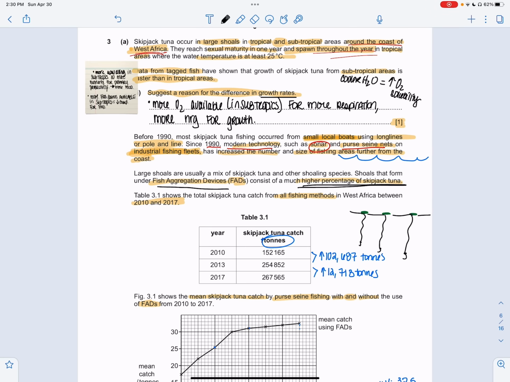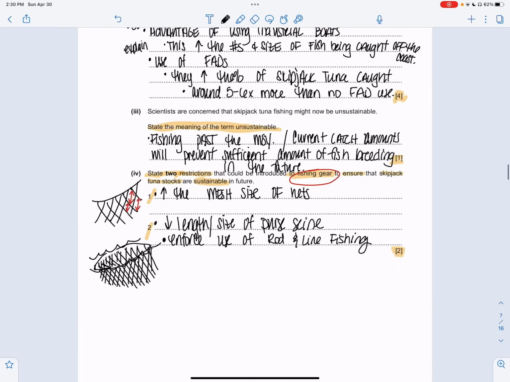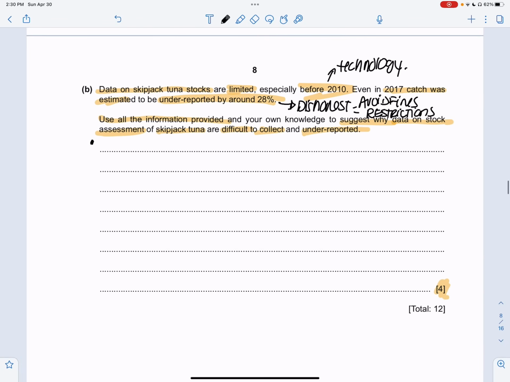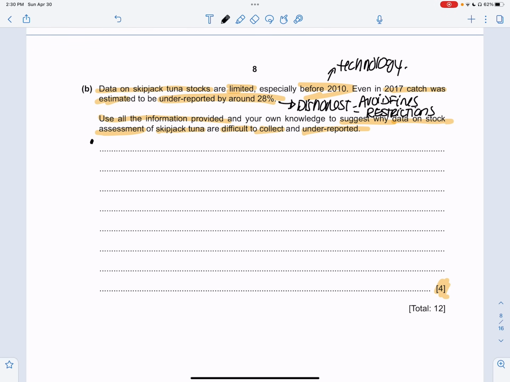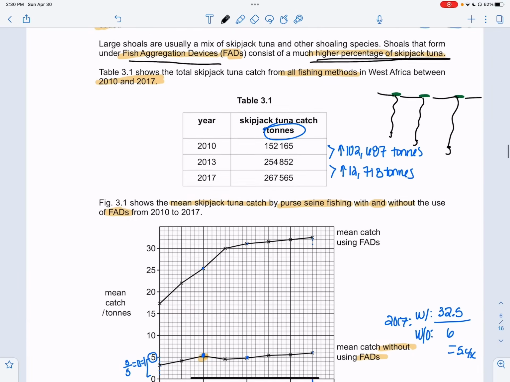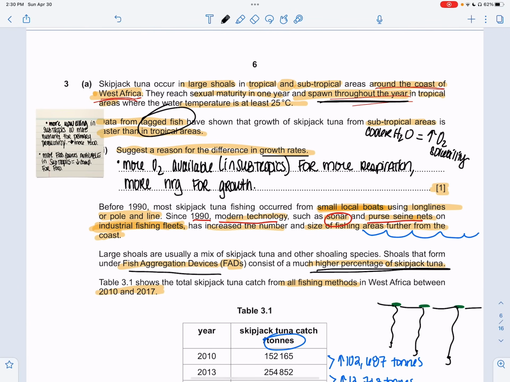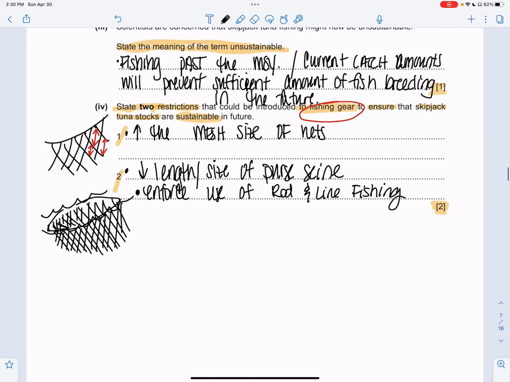Data from tagged fish show that they grow faster. One of the things we also identified at the top is that they spawn throughout the year. So there's not a specific breeding period that we could limit their fishing to. They breed all year long, and it's very general: they just say around the coast of West Africa. There's no specific breeding ground that they can limit, so it's a big area.